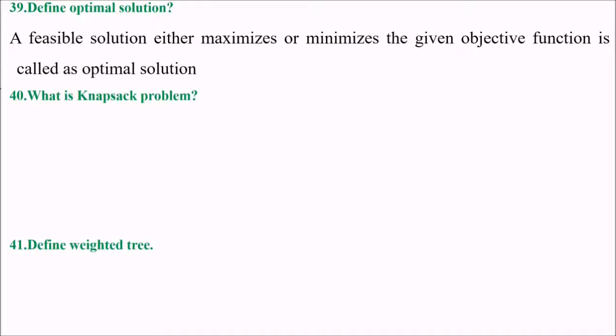Define the optimal solution. What is an optimal solution? The feasible solution which we have just seen, which either maximizes or minimizes the objective function, is known as the optimal solution.